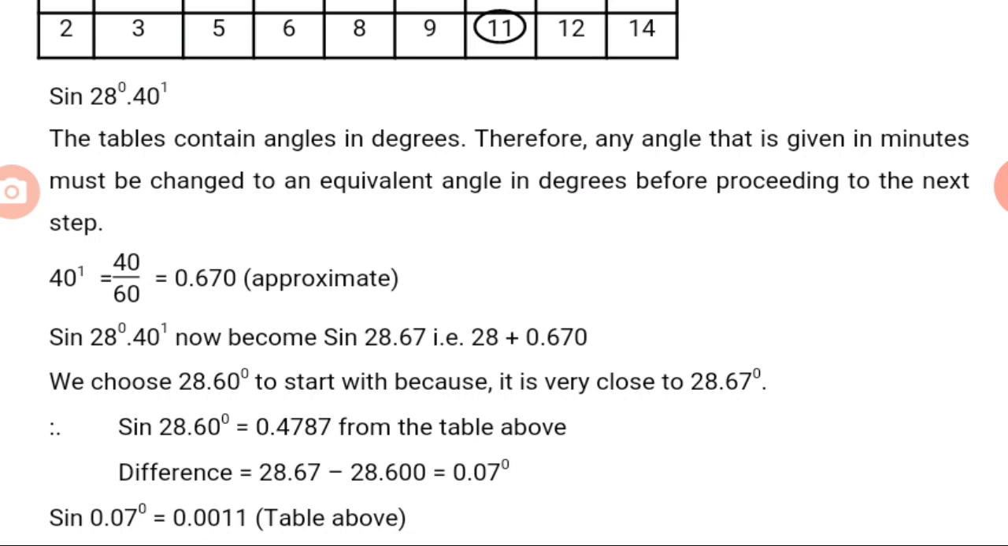Now, we choose 28.60 degrees to start with because it is very close to 28.67 degrees. Are we together? Therefore, sine 28.60 degrees will give us from the table 0.4787. Now let us go to the table.